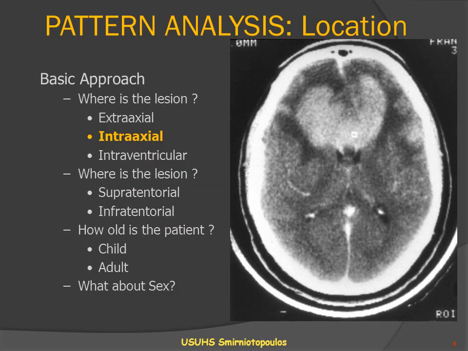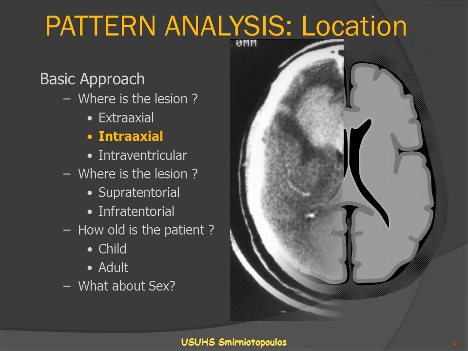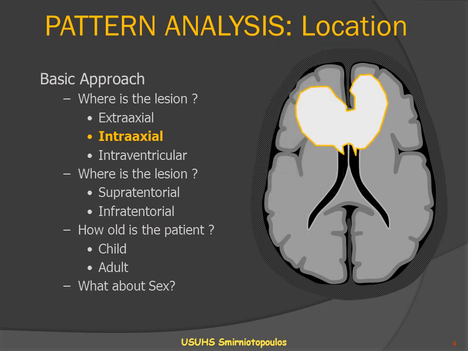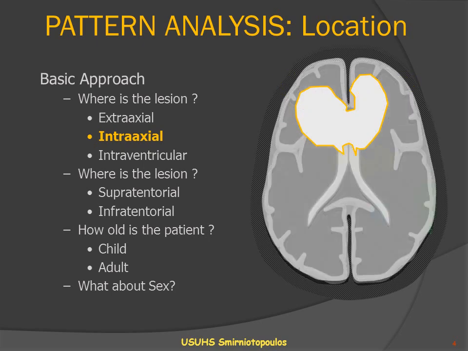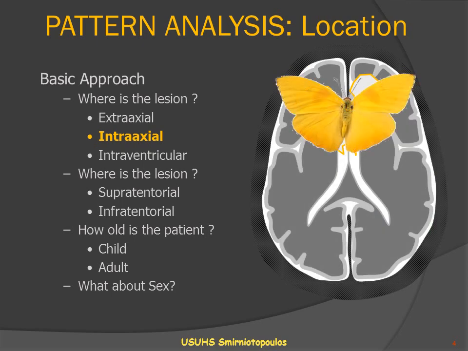In the basic approach to the lesion location, we can identify that this is intraaxial and it is within the corpus callosum, spreading from one side to the other. This is the classic appearance for an infiltrating neoplastic process such as primary CNS lymphoma or glioblastoma multiforme, both of which are well known to be butterfly lesions.